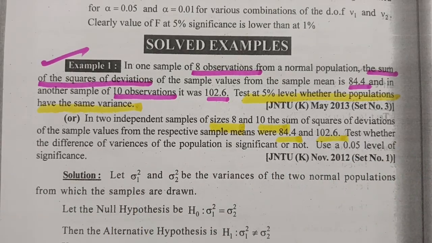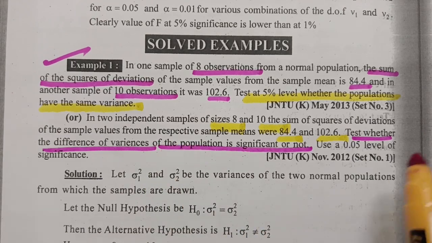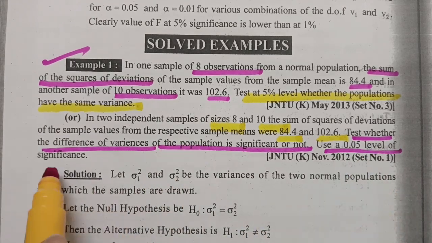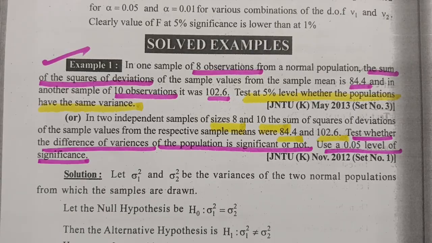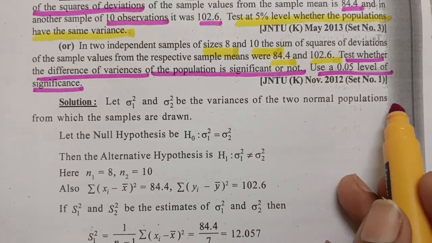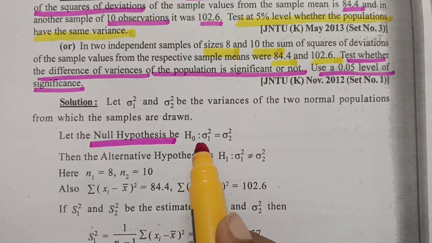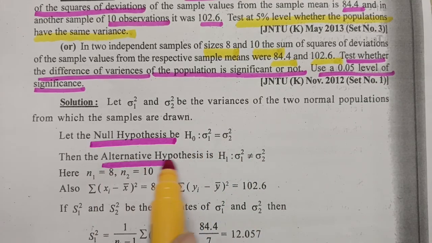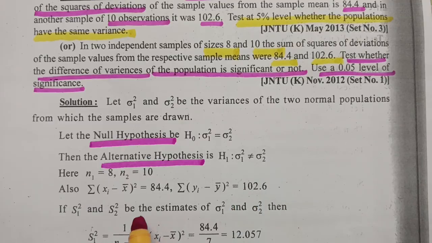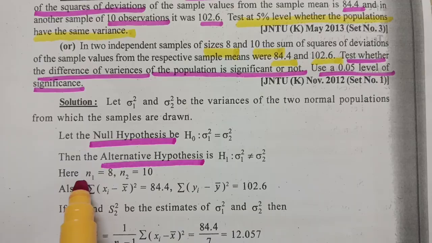So now we have to test. Which one do we have to test? We have to test whether the difference of the variances of the populations is significant or not. We have to use a 0.05 level of significance. See, this is the solution here. If sigma 1 square and sigma 2 square are the variances of the two normal populations from which the samples are drawn, the first one is the null hypothesis. We take sigma 1 square equal to sigma 2 square. Alternate hypothesis, sigma 1 square not equal to sigma 2 square. And next, the sample sizes 8 and 10 are given, so n1 is 8 and n2 is 10.